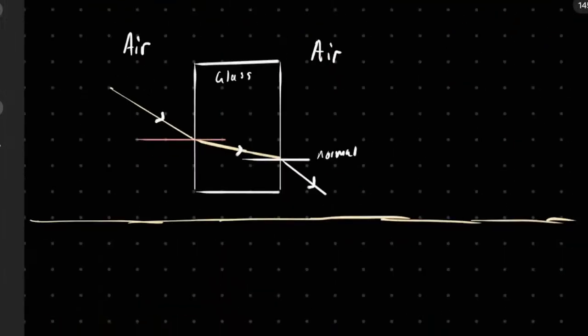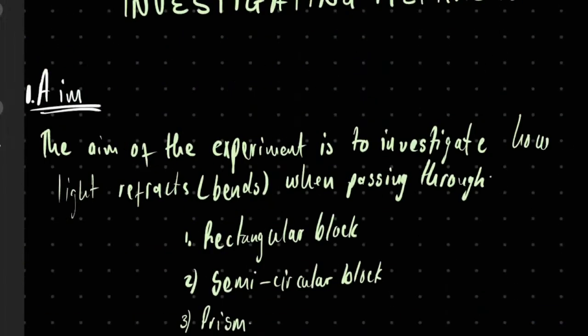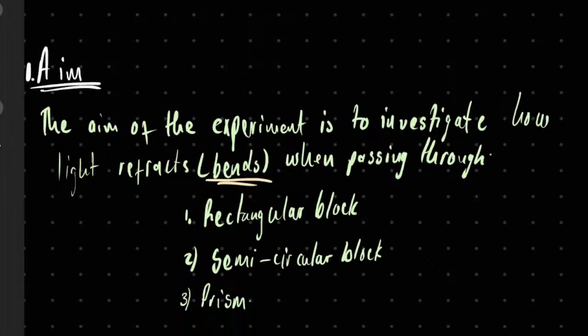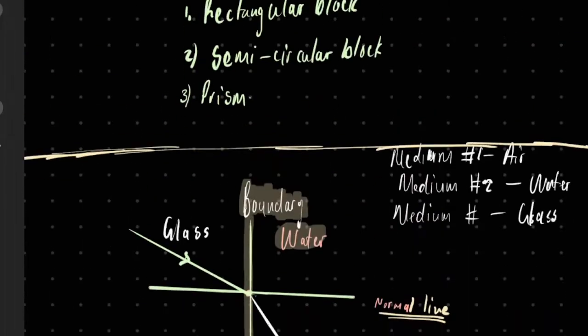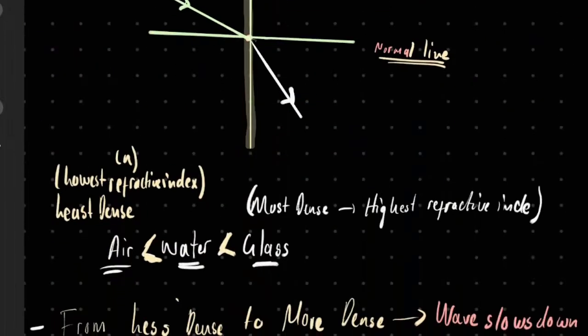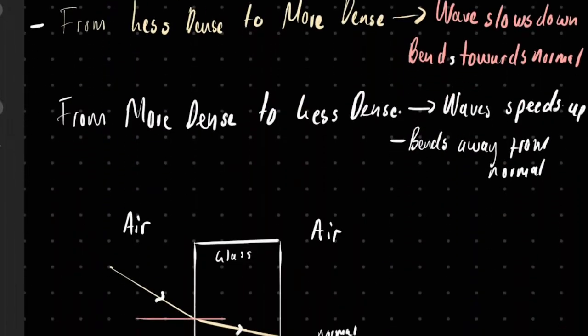This is something else. When you do the experiment, I want you to write the aim. The aim of the experiment is to investigate how light bends. Everybody now knows it bends. When passing through a rectangular block, which is like this, then we'll do a semicircular block and a prism. We'll do more of them when we do refraction, but I just want you to prove this. So this is going to be the aim of the experiment.